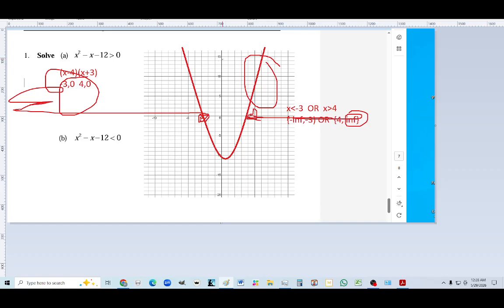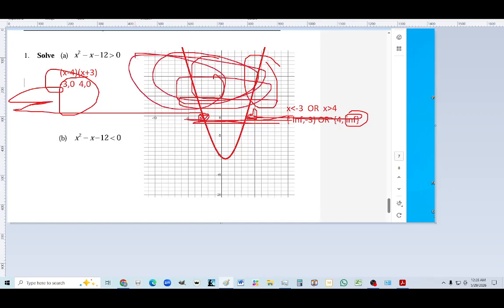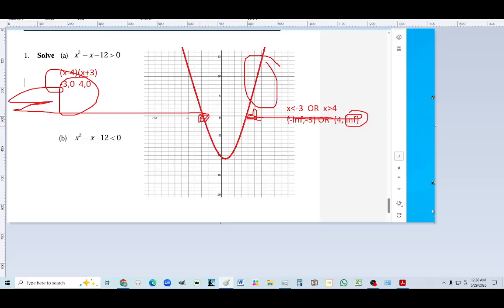The graph is above the x-axis. That's what above 0 means. Above the x-axis, above where y is positive. When is it below? Below is a little bit different. Here it's below, right? From there to there. So we would say it like this: when minus 3 is smaller than x and x is smaller than 4. In other words, x is between minus 3 and 4.